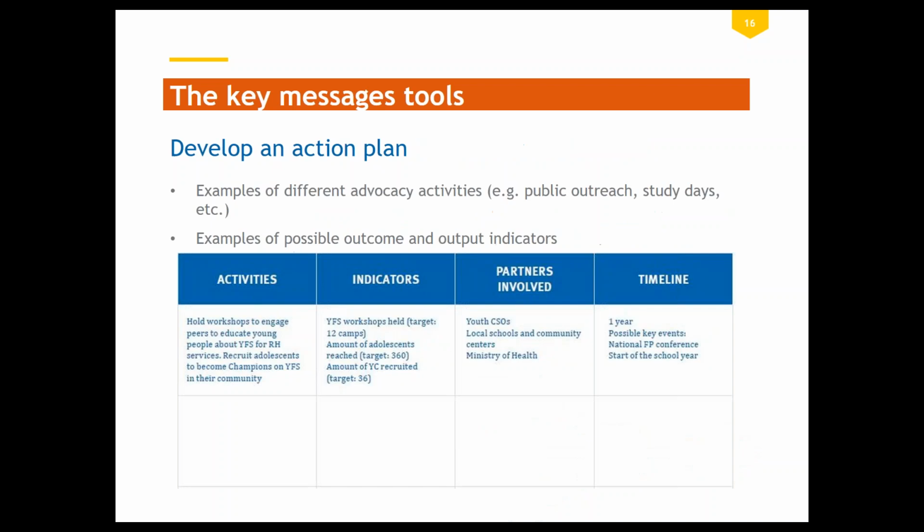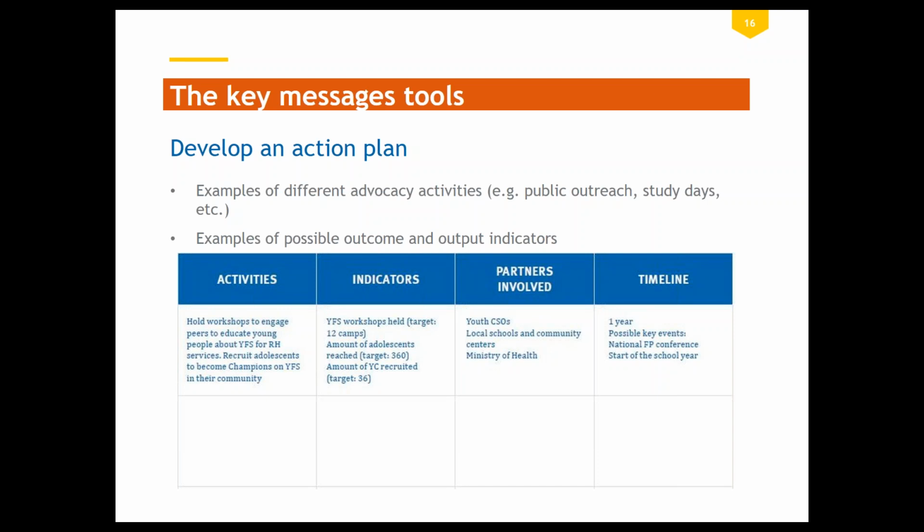And the next step is to develop an action plan. So after you've gathered all the relevant information and have some advocacy opportunities in mind, you can develop an action plan which will specify which actions need to be taken towards specific policymakers and put a clear timeline. So you can see that my activity is to hold workshops, to engage peers, to educate young people about youth-friendly services for reproductive health, and recruit adolescents to become champions on youth-friendly services in their community.